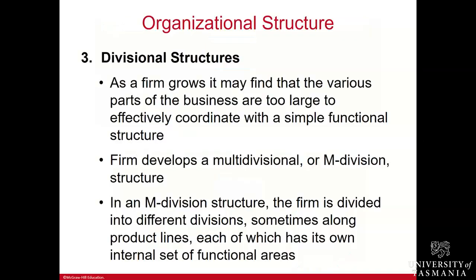And the other type, at this stage it's getting a bit bigger, is the divisional structure. As a firm grows, it may find that the various parts of the business are too large to effectively coordinate with a simple functional structure. The firm develops a multi-divisional or M-division structure. In an M-division structure, the firm is divided into different divisions, sometimes along product lines, each of which has its own set of functional areas.